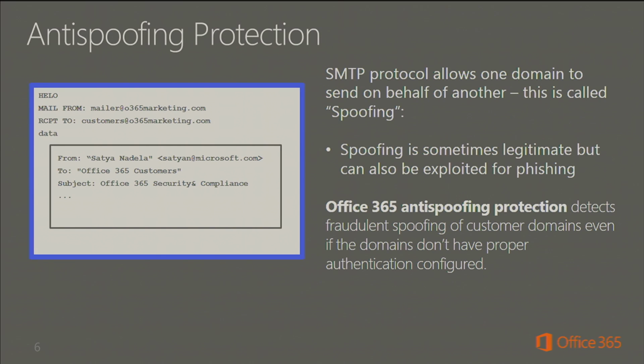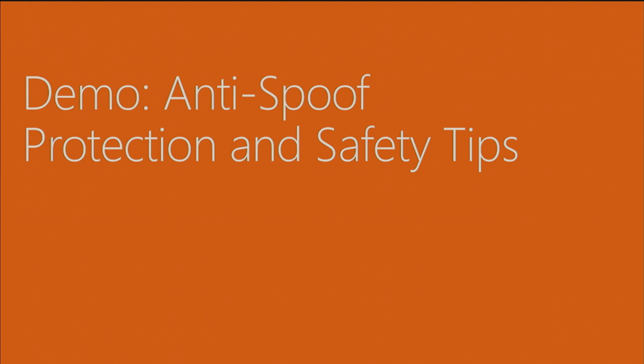And we want to do that even when the person who is being spoofed hasn't actually set up the proper authentication. So we're trying to detect differences or anomalies in mail behavior so that we can differentiate between those good spoofs and those bad ones. So what I'm going to demo right now is both anti-spoofing protection and how we tell end users that messages could be malicious, and that's a feature that we call safety tips.